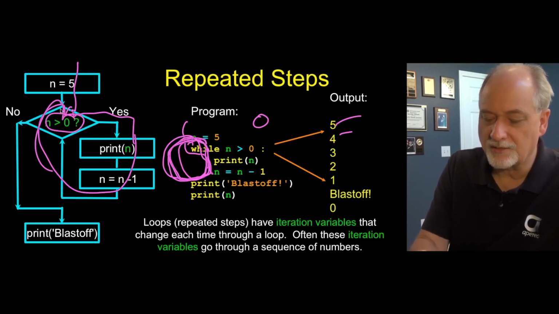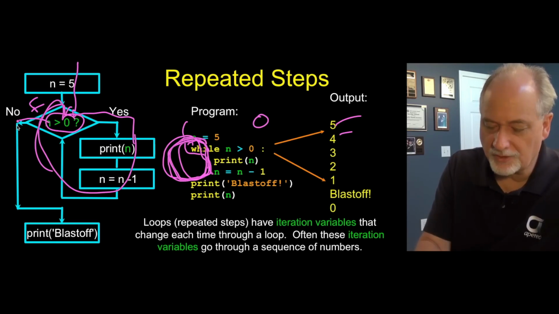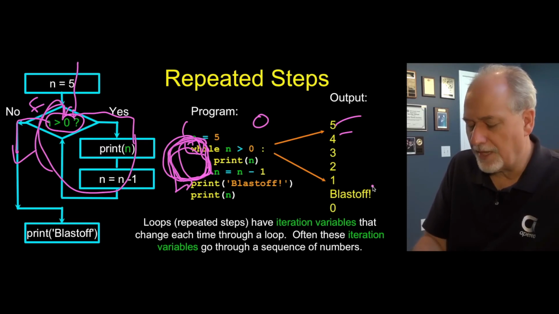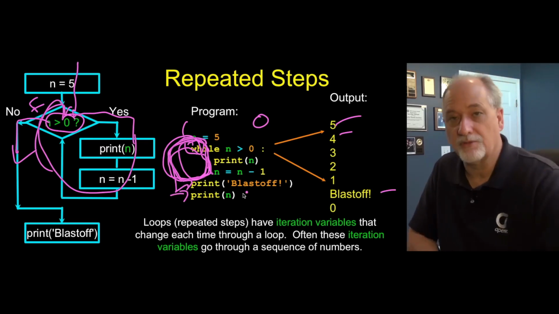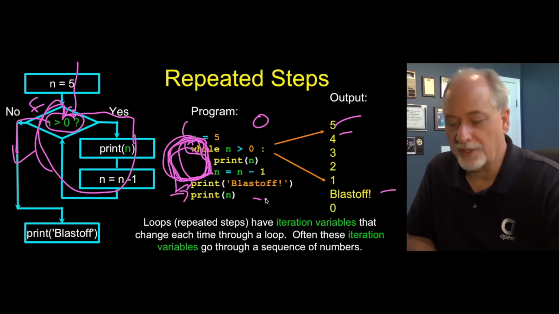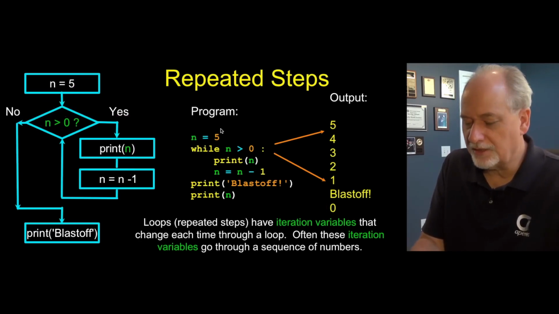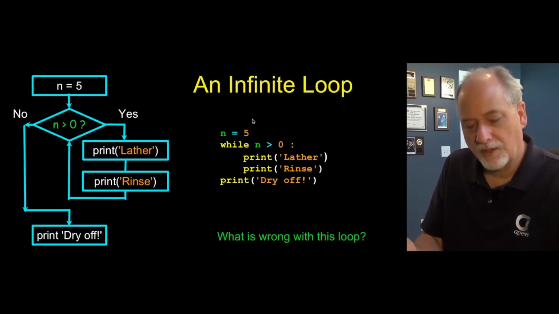The question has now become false, so it's going to take the exit. It comes down and runs this line right here. Then it prints blast off, and we print out the residual value of n just to prove to ourselves that it ran until n was no longer greater than 0, and 0 was the final value for n. And we carefully constructed this n equals, oops, go back.